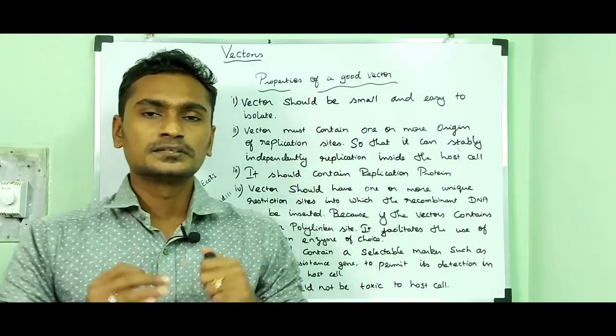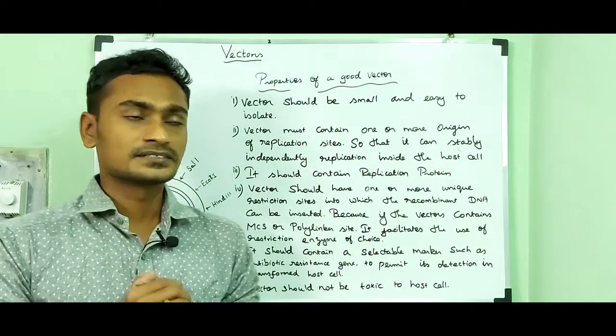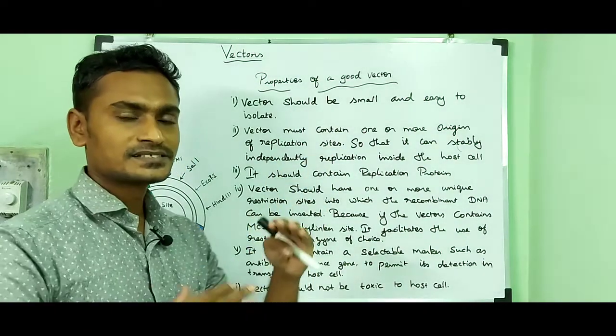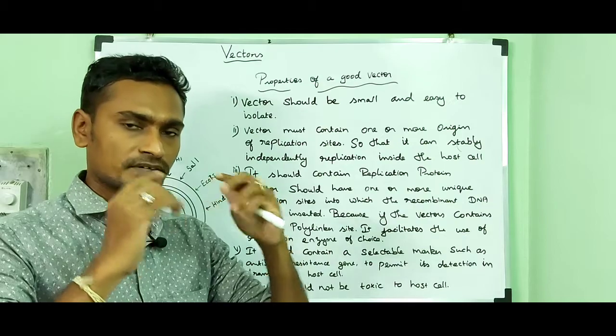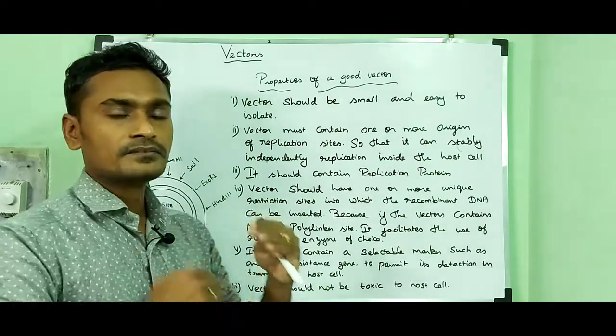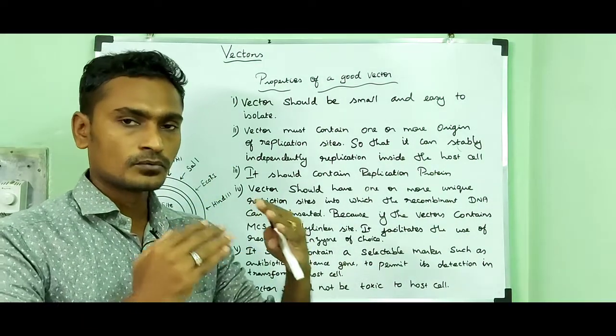Let me explain the properties of a good vector. Here I have written 6 points about the properties of a good vector. Then I will explain each and every point one by one.